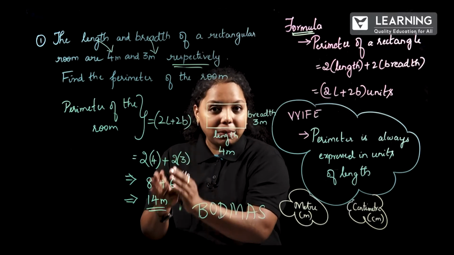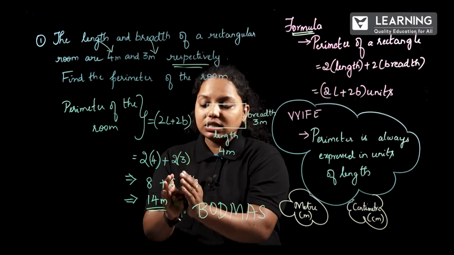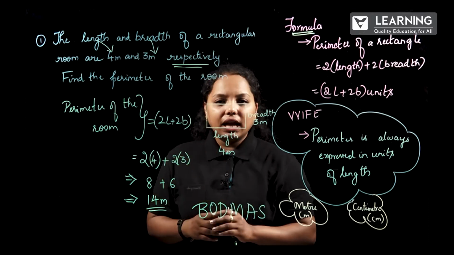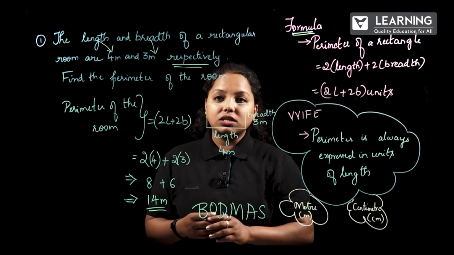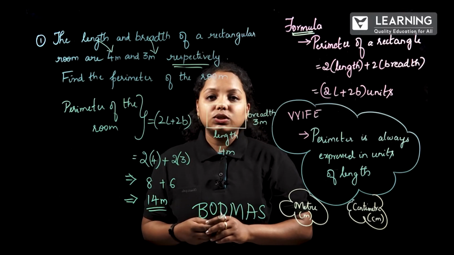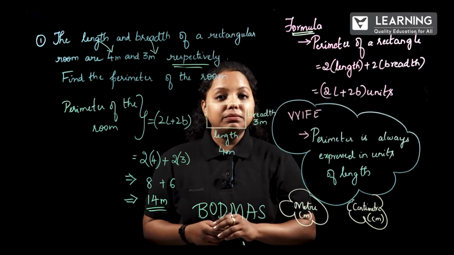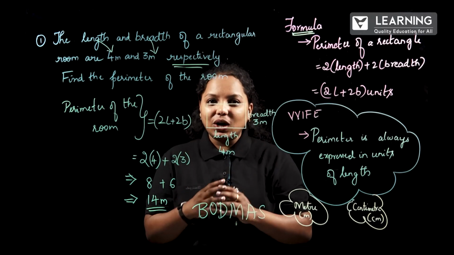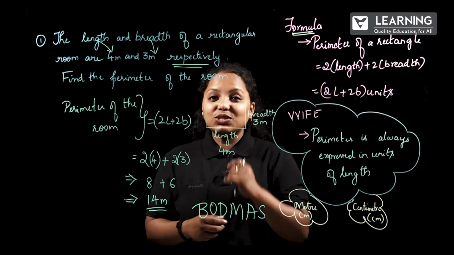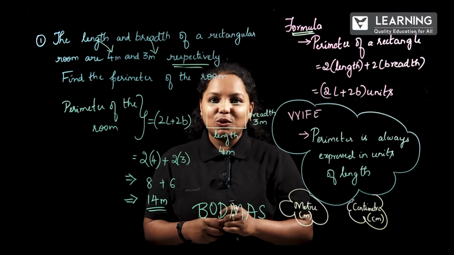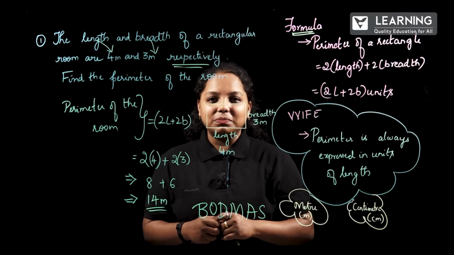So, remember the BODMAS rule. 2 4s are 8. Next, keep the plus as it is. Next, 2 3s are 6. Then you can do 8 plus 6, that is nothing but 14 meters. So, what is the perimeter of the room? It is 14 meters. I hope you are able to understand this, right? Yes. Next, we will solve an even more interesting problem. Let us look at the next problem.